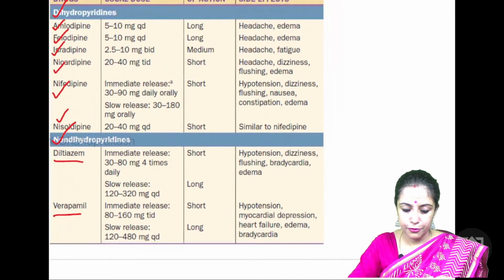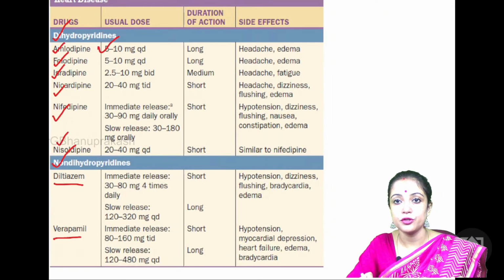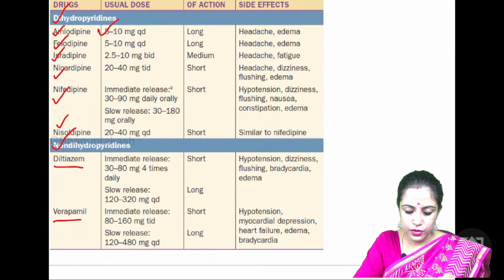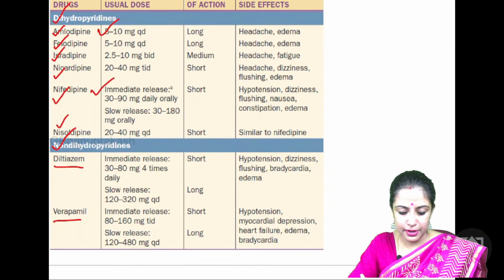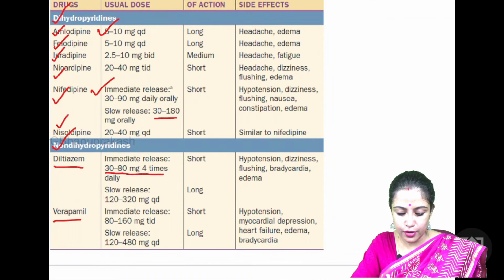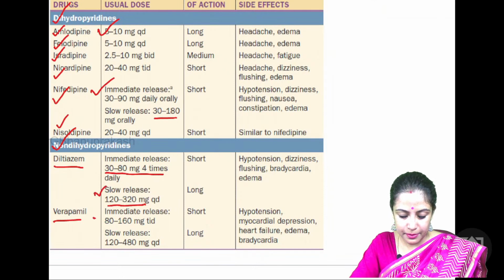Okay. For amlodipine, I will just talk about the common drugs. For amlodipine, the dose is 5 to 10 milligram per day. Nifedipine dose, immediate release 30 to 90 milligram, slow release 180 milligram. For diltiazem, immediate release 30 to 80 milligram 4 times daily, slow release 120 to 320 milligram. Verapamil, immediate release 80 to 160 milligram 3 times a day, slow release 120 to 480.